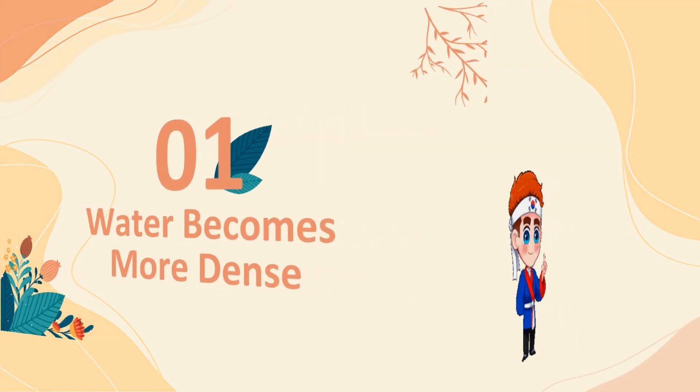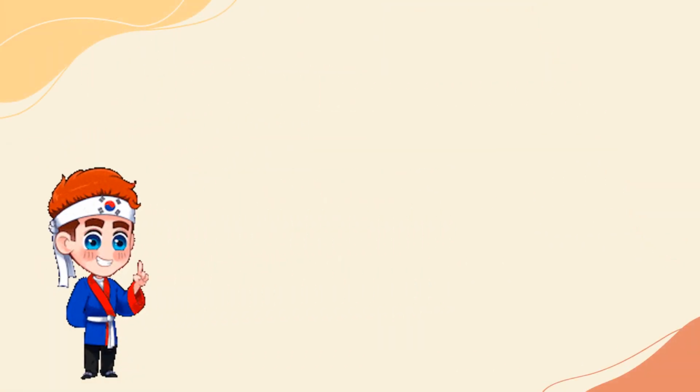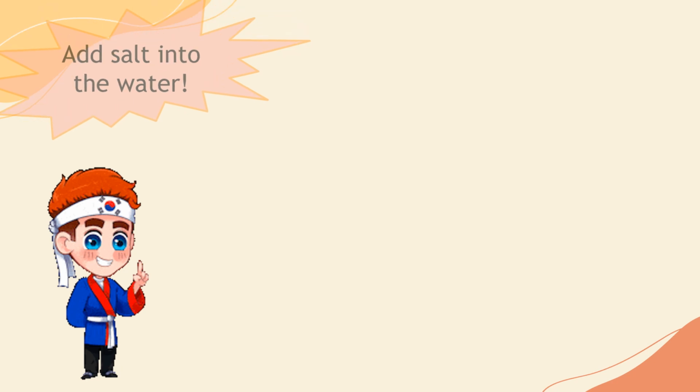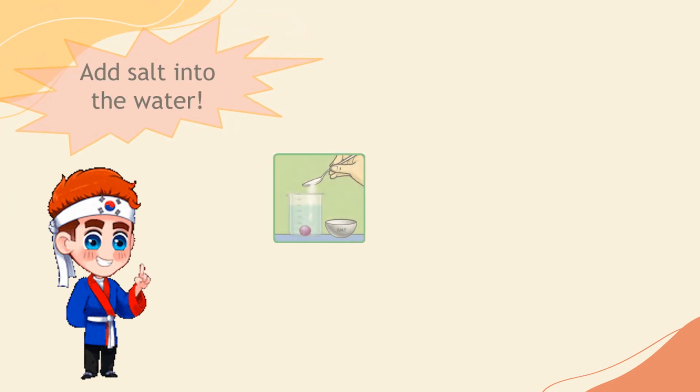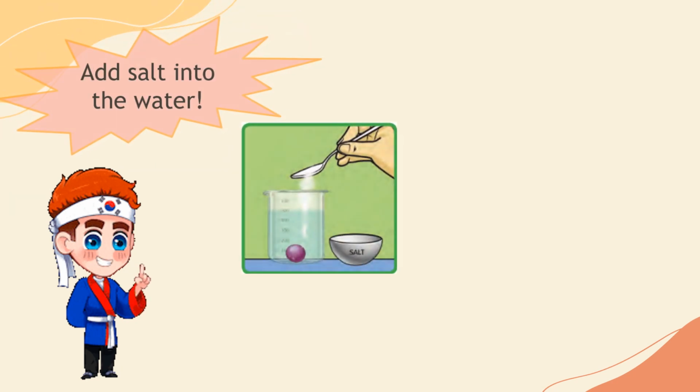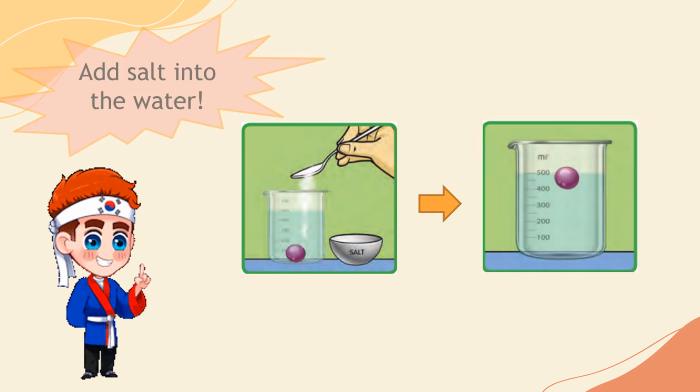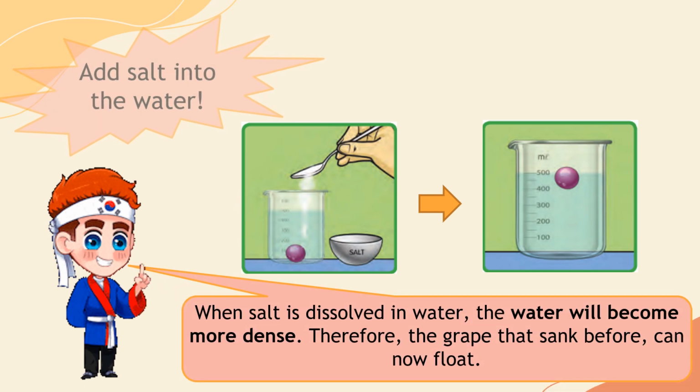Let me tell you the tips. Add salt into the water. First, add salt, then you stir, and then voila, the grape is floating. When salt is dissolved in water, the water will become more dense. Therefore, the grape that sank before can now float.